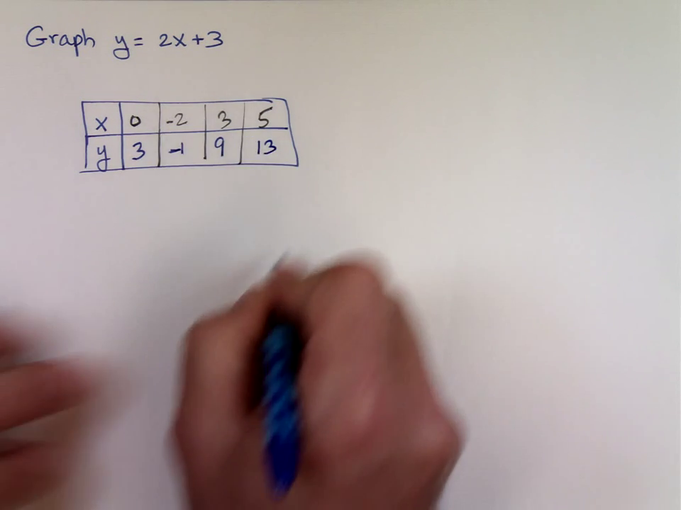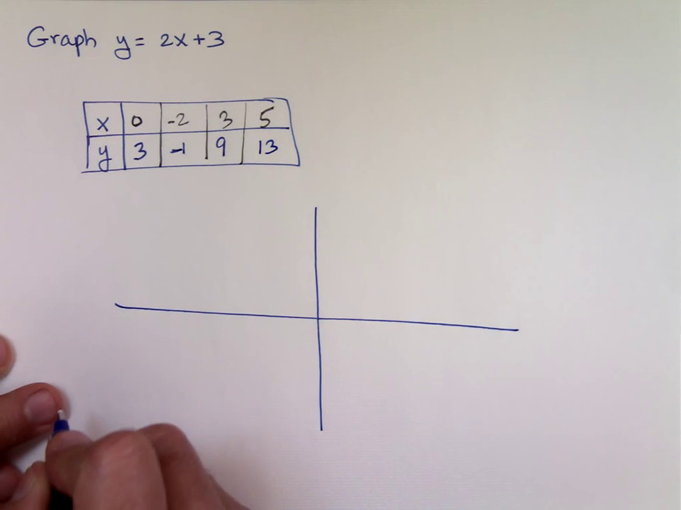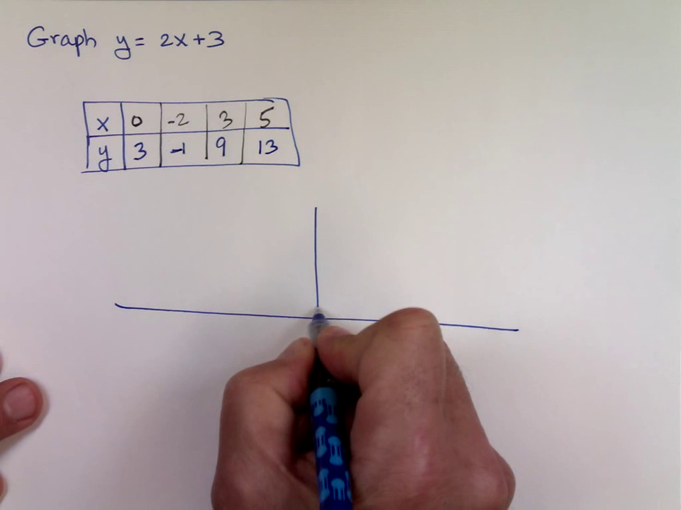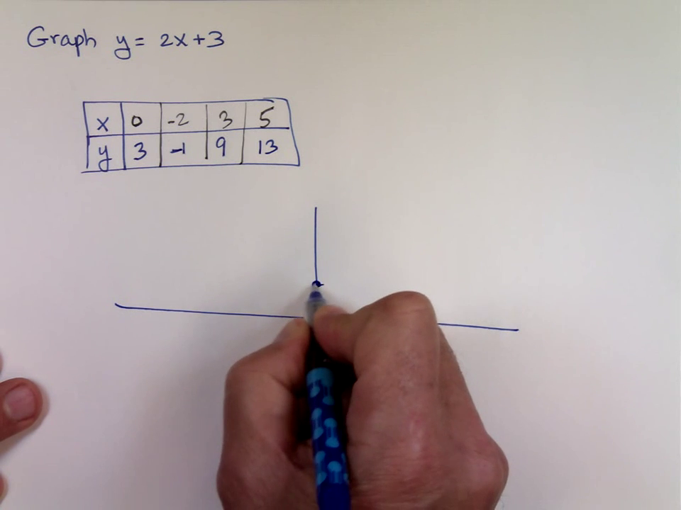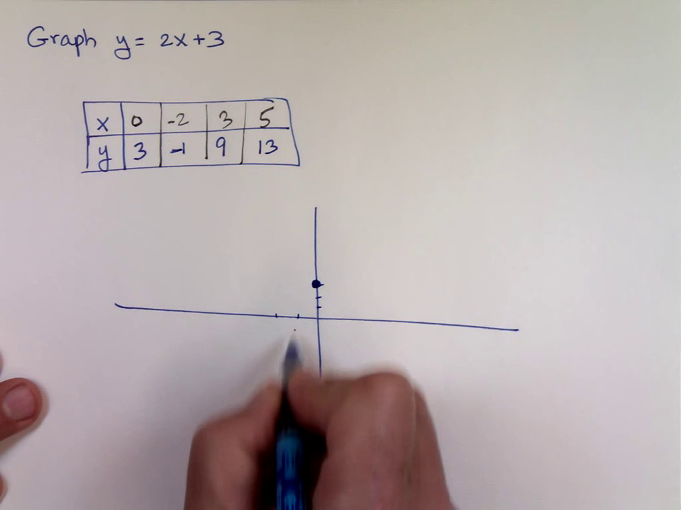And now, if you have a graph paper, we'll pretend we have a graph paper. 0 and 3 is right here. Negative 2 and negative 1 is right here.